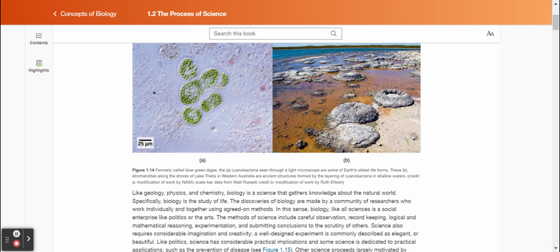Earth's oldest life forms. In B, these stromatolites along the shores of Lake Thetis in Western Australia are ancient structures formed by the layering of cyanobacteria in shallow waters.